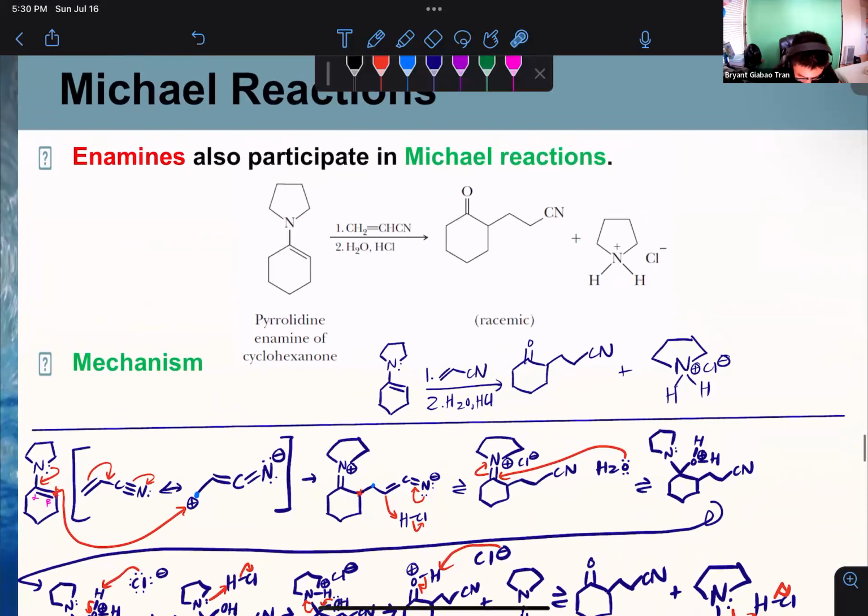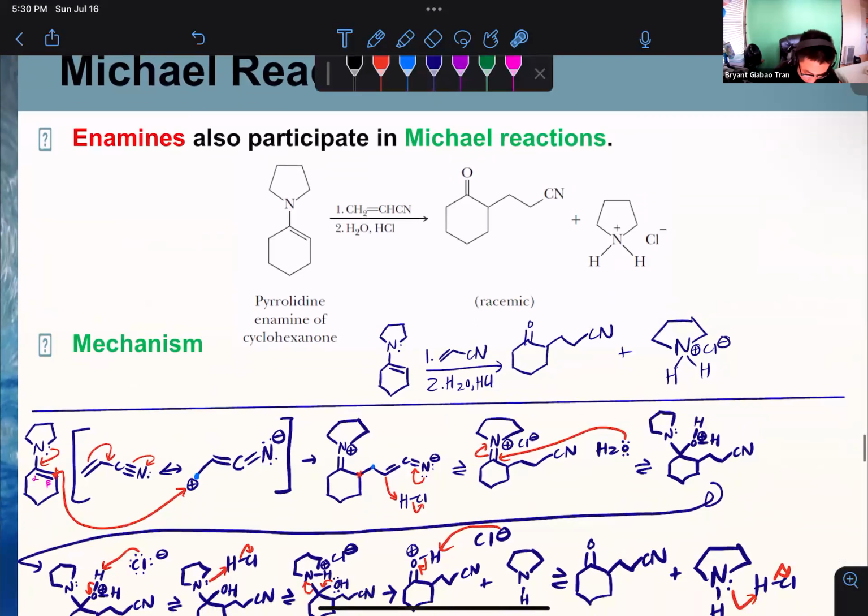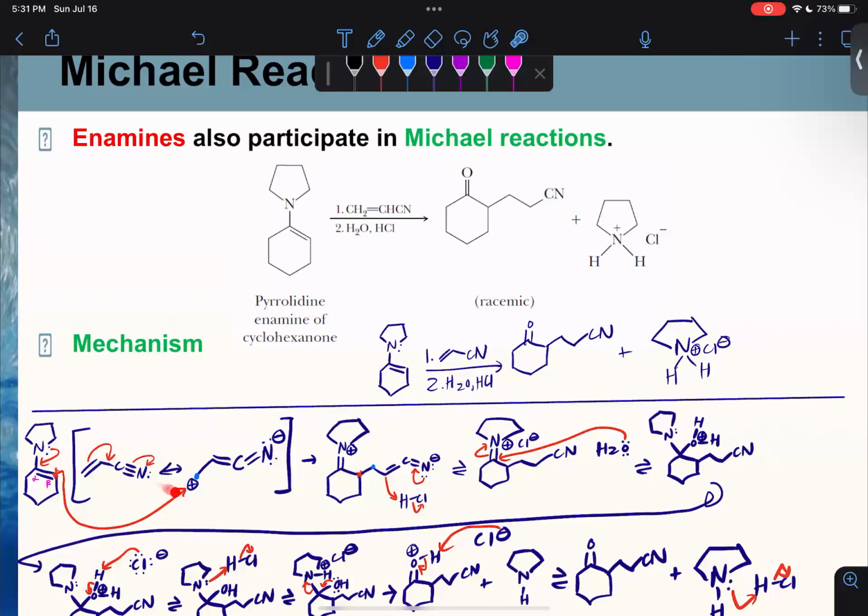Enamines can also participate in Michael reactions, because you see how here this is the enamine, and this beta carbon is the nucleophile. This beta carbon nucleophile is weak. It attacks the fourth position. In this case, this is weird because this is not an enone, but an alkene next to a nitrile.